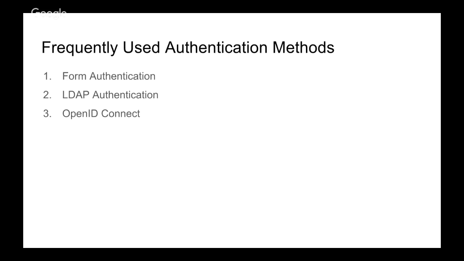The first one is form authentication, which is quite familiar, like just getting the username and password from the user, right, showing a login page. And then we'll have the password hashed in our database. We'll just compare it against that hash and allow the user to access. So that's a basic form authentication.